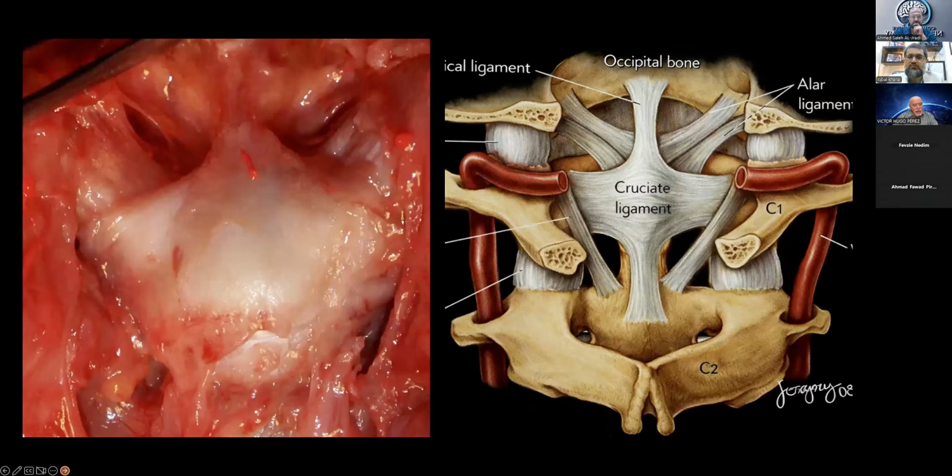At the same time, I have been doing some dissections of the craniocervical junction, and in this case, I want to show you this picture. This is really nice because here we can identify the cruciate ligament, a very nice picture. The cruciate ligament is this. Here we have the apical ligament, the alar ligaments, and the tectorial membrane covering this anatomical region.